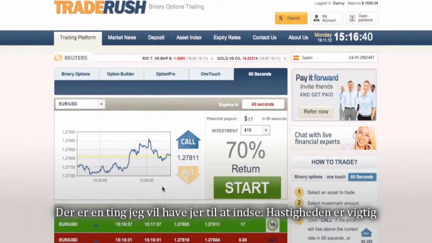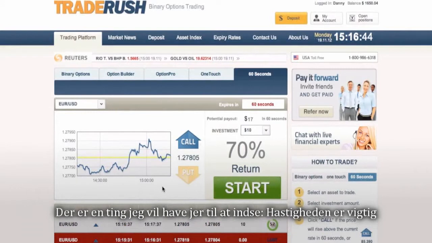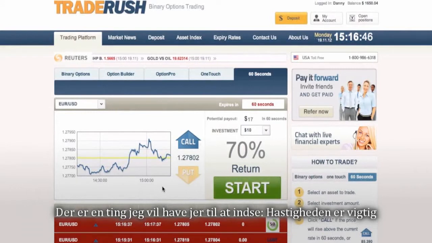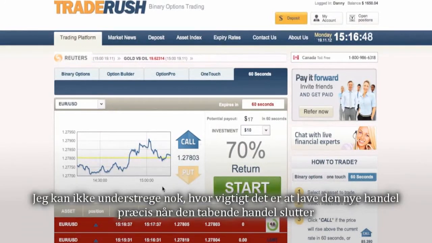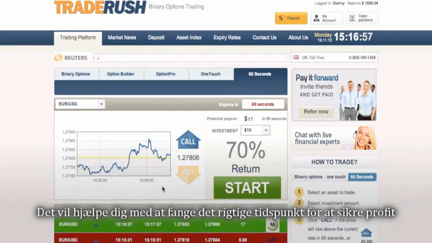Now, one thing I want you to realize is that the single most important thing when trading with this strategy is that speed is the key. I can't stress enough how important it is to put on the next trade as soon as the timer hits 0 when you're in a losing trade. This will help you catch the fluctuation at the right point in order to profit.